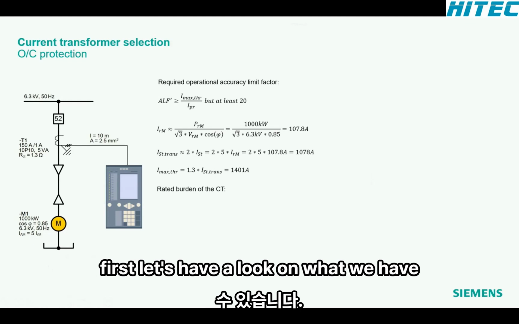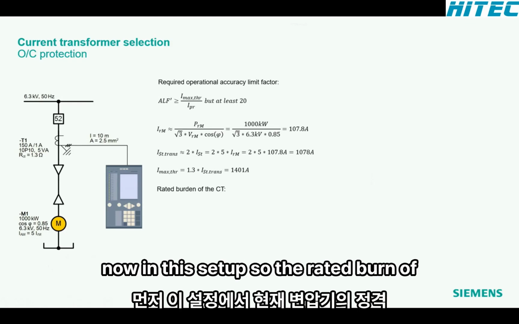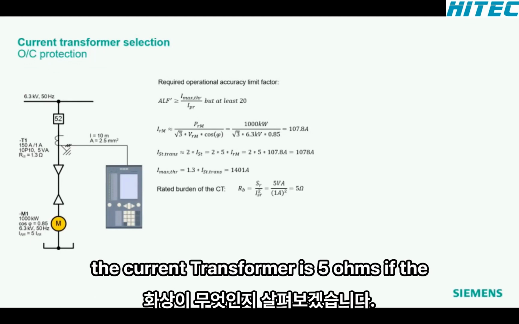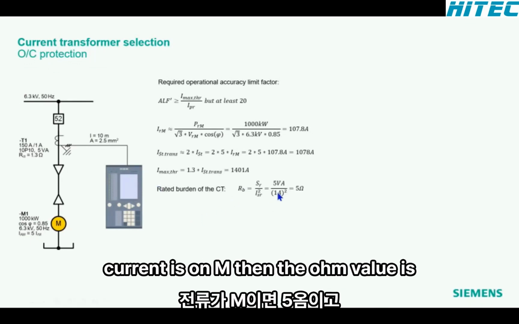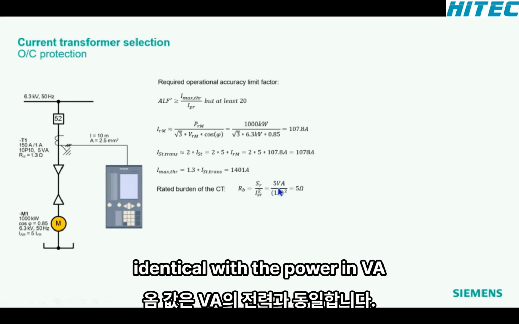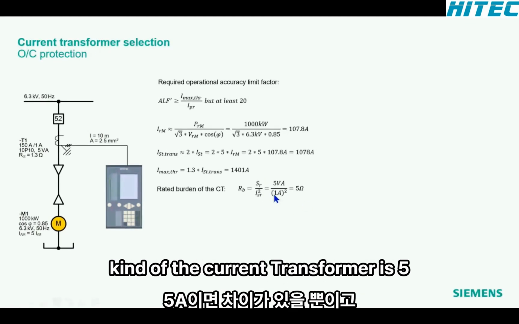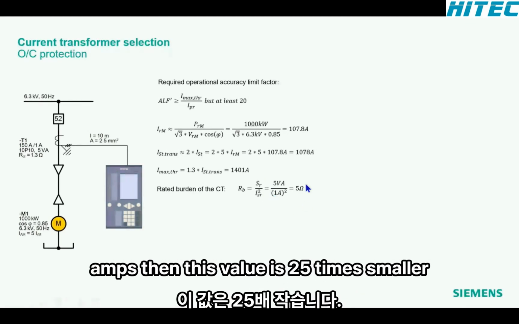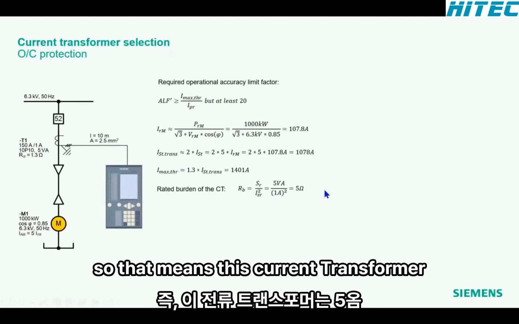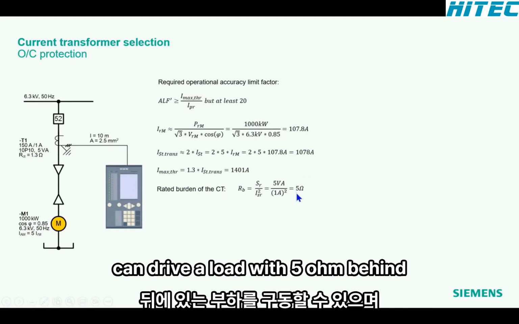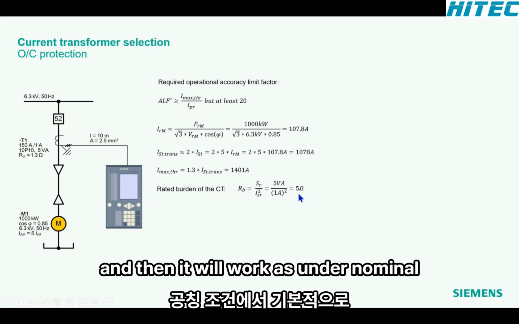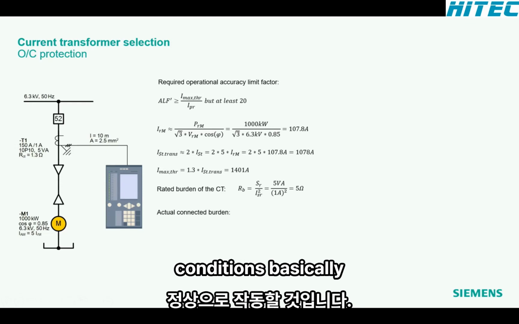First, let's have a look at what we have now in this setup. The rated burden of the current transformer is 5 ohms. If the current is 1 amp, then the ohm value is identical with the power in VA. There's just a difference: if the nominal current of the current transformer is 5 amps, then this value is 25 times smaller. So that means this current transformer can drive a load with 5 ohms behind, and then it will work basically as under nominal conditions.